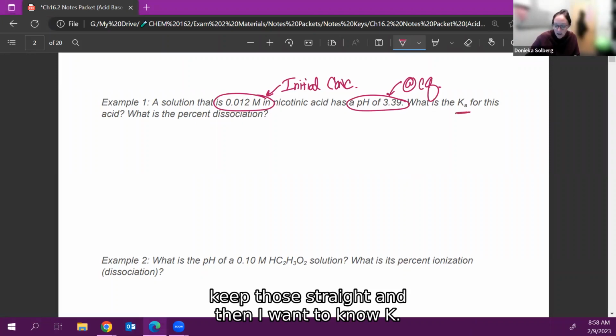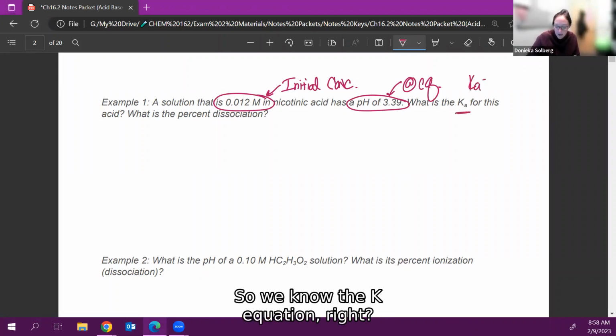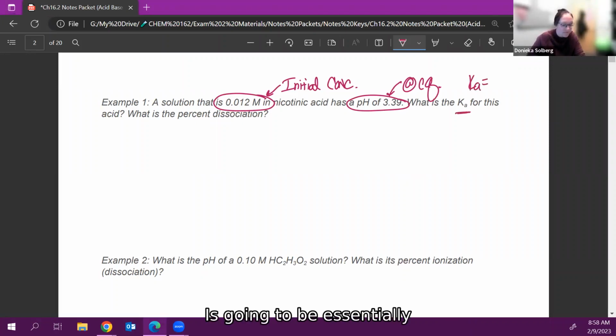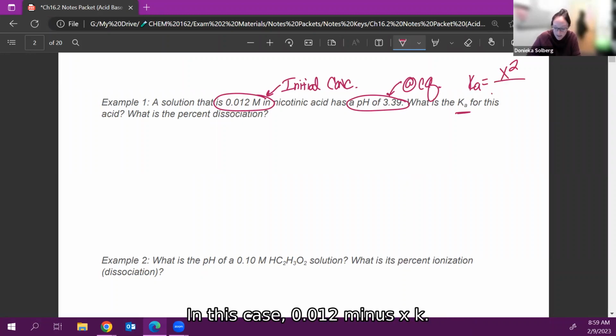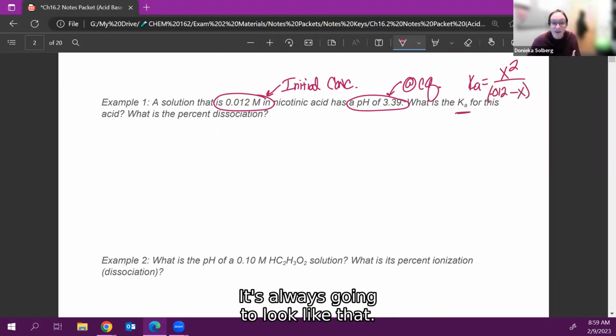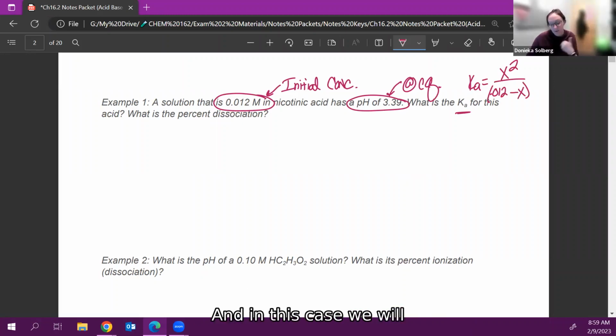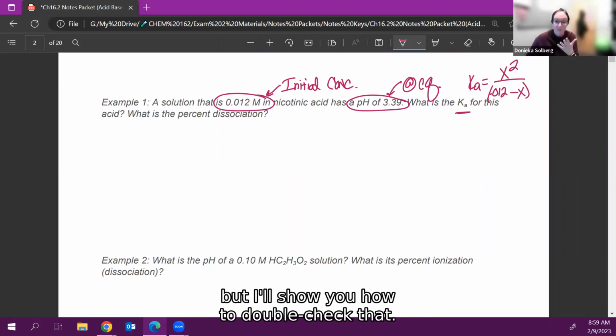And then I want to know Ka, all right? So we know the Ka equation is going to be, essentially, x squared over whatever my starting concentration is. In this case, 0.012 minus x, okay? It's always going to look like that, all right? And in this case, we will probably be dropping the minus x, but I'll show you how to double check that.